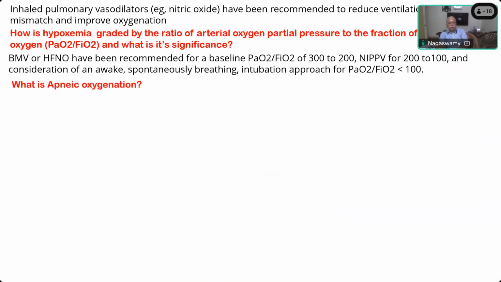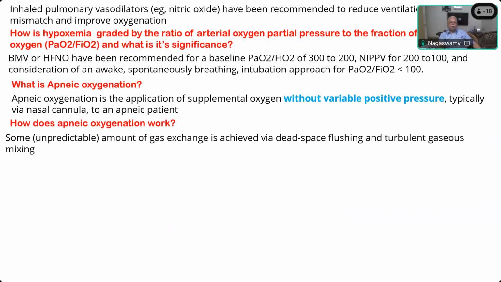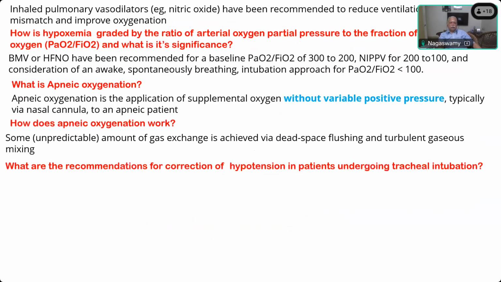Now, this short note question: apneic oxygenation is the application of supplemental oxygen without variable positive pressure. That is very important. It just flows into the upper airway through the nasal cavity and replaces all the anatomical dead space air by oxygen. So you don't apply any positive pressure here. Typically, it is supplied only by a nasal cannula in an apneic patient. And how does it work? The amount of gas tension is achieved via dead space flushing and turbulent gaseous mixing. This is the mechanism.